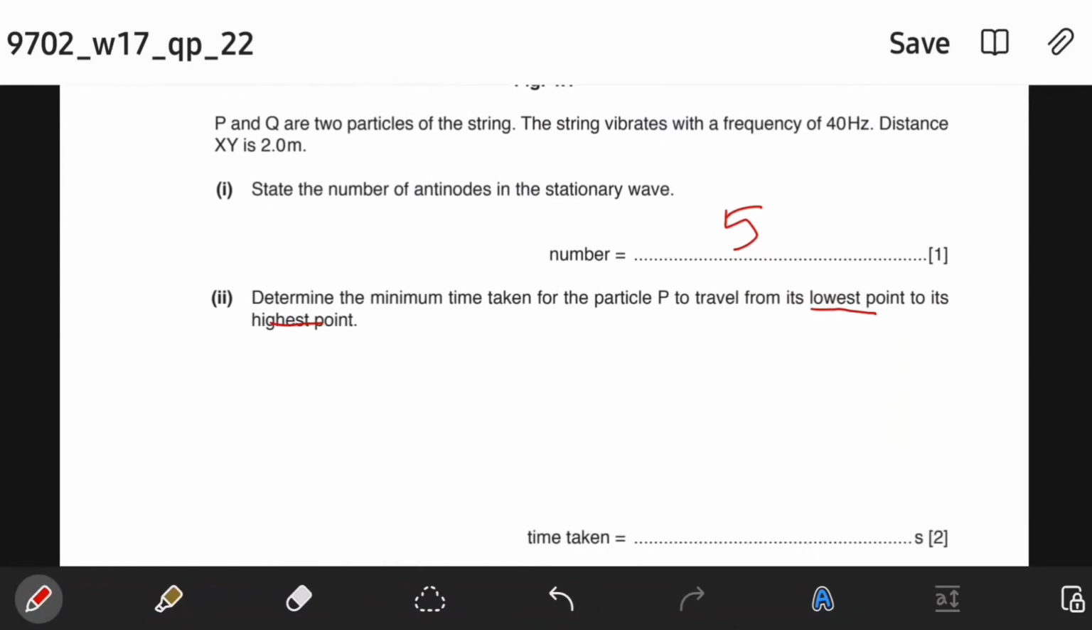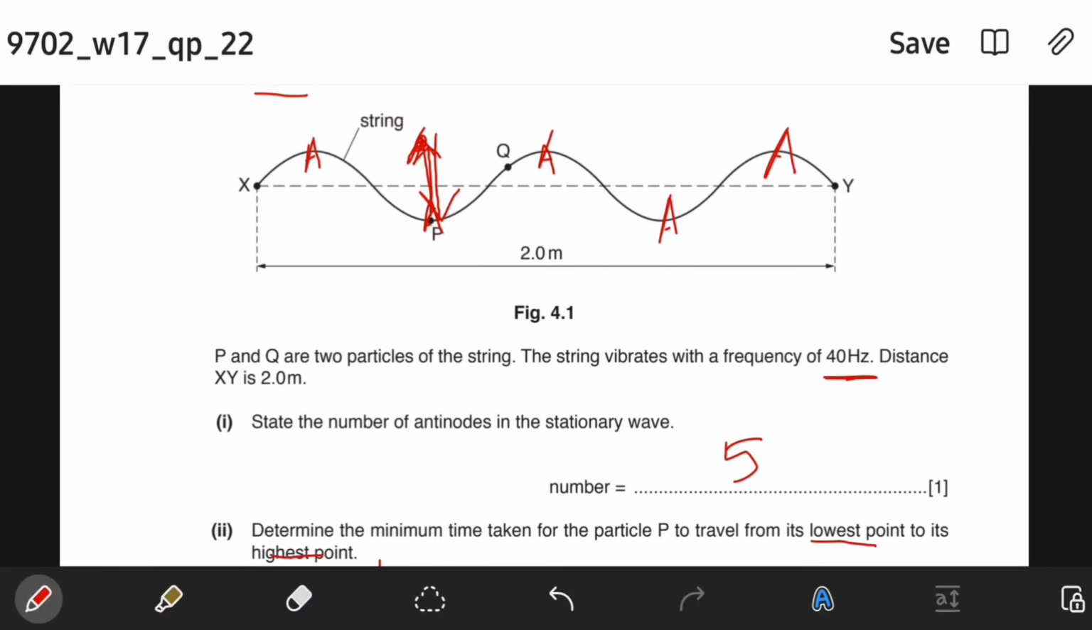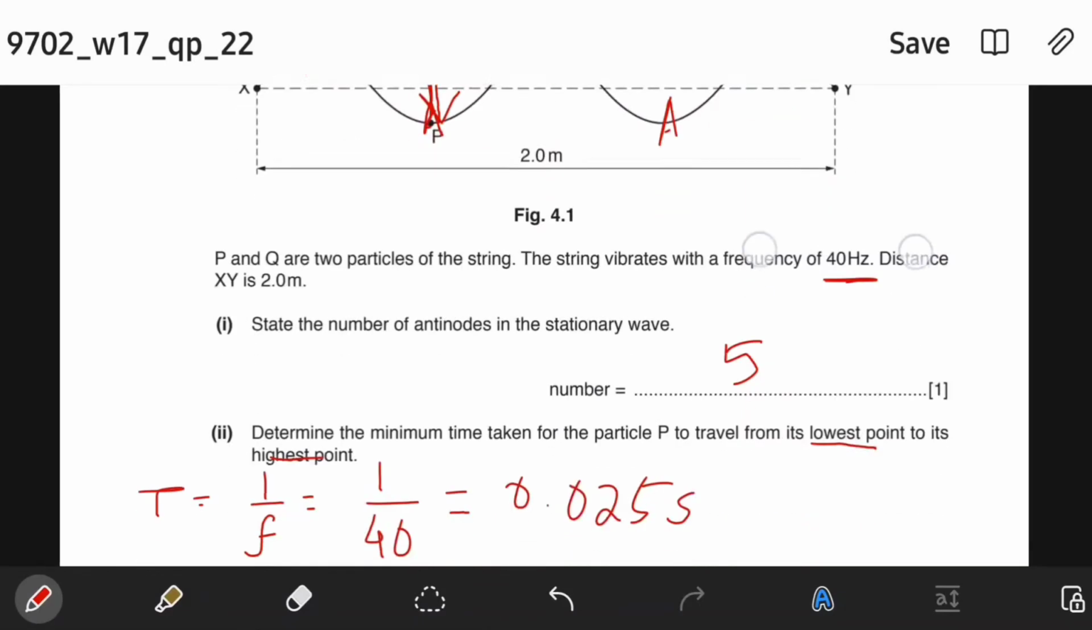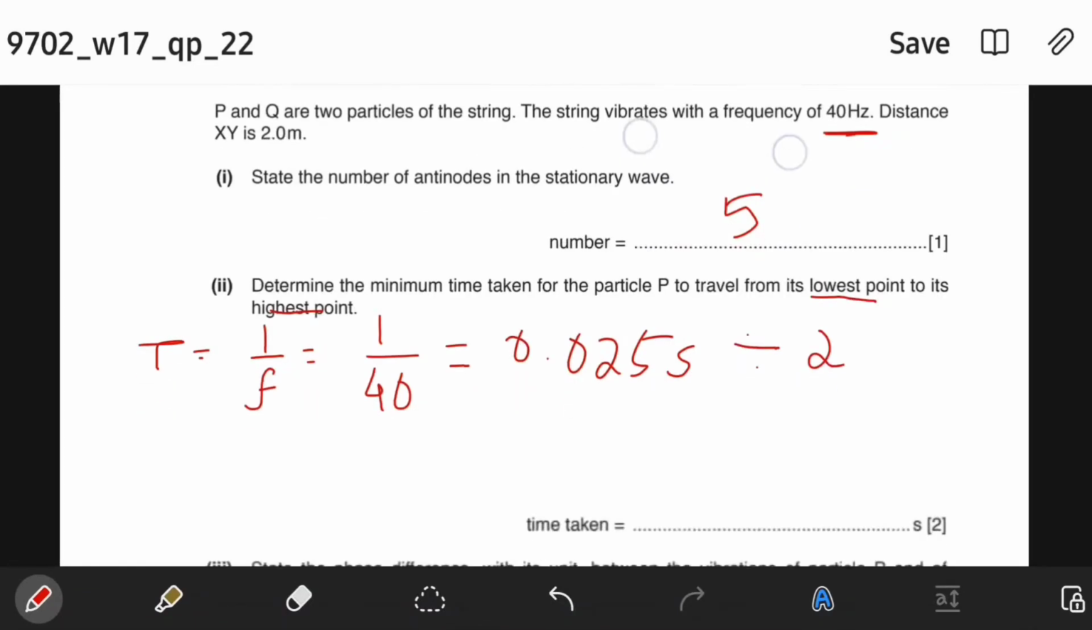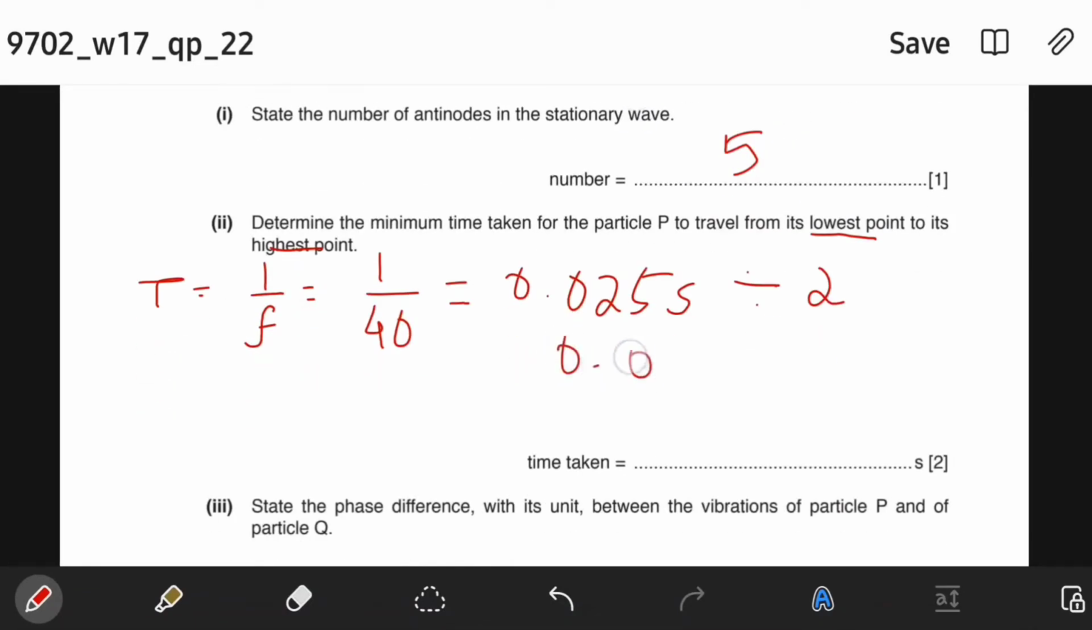So for minimum time, we have been given the frequency, let's use that to find the period. Period is equal to 1 over frequency, 1 upon 40 would give us 0.025 seconds. And we just found that we are taking half of the period. So let us divide this by 2. And the answer would be 0.0125. We are going to write it in standard form.